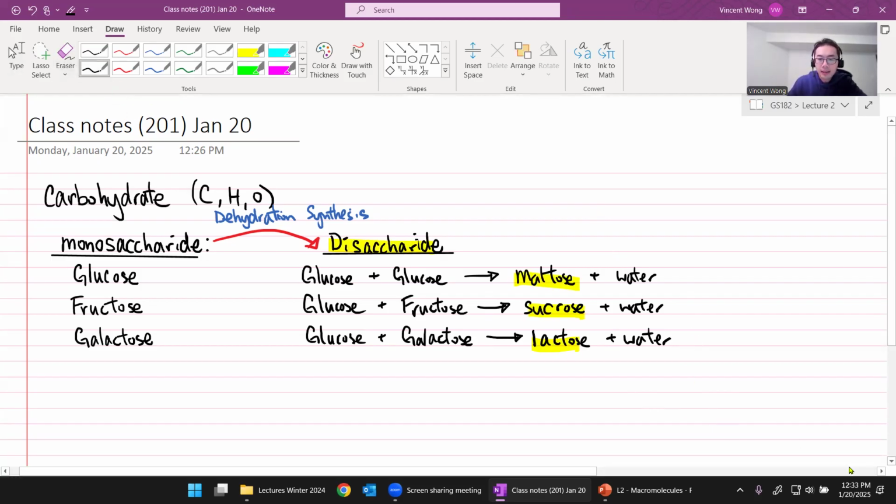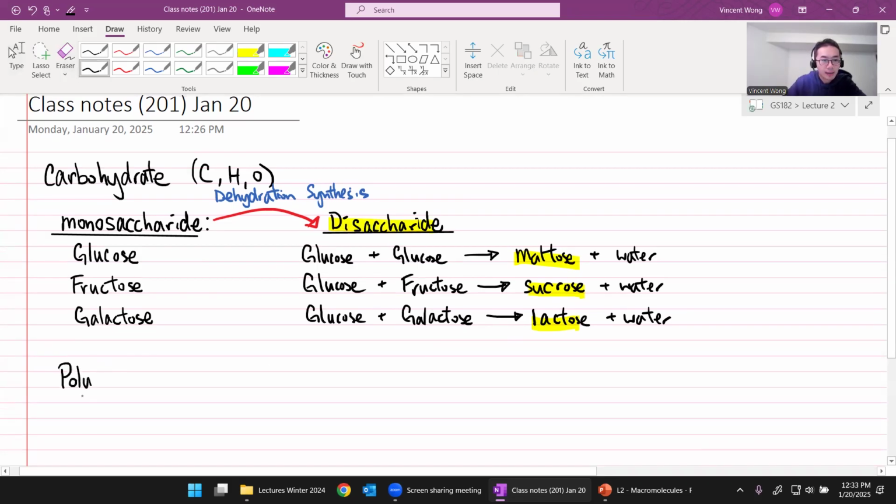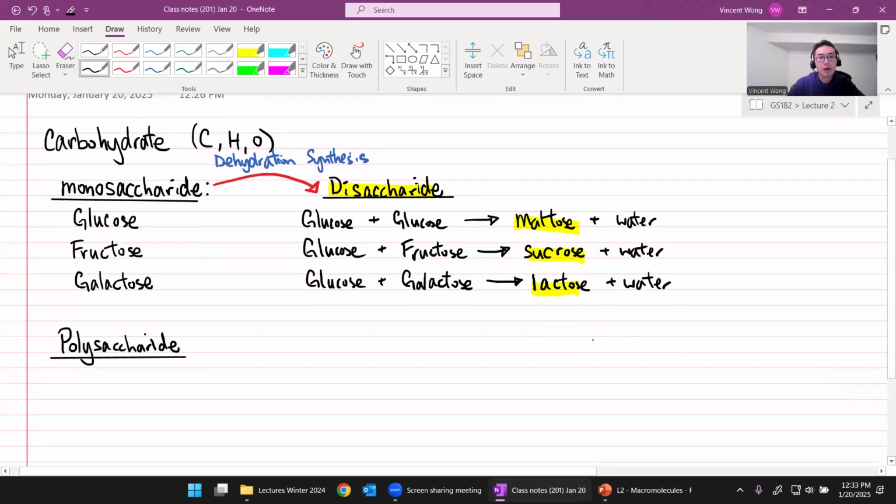Okay, and then we also talked about polysaccharides. Polysaccharides are basically long chains of monomers connected together to form the carbohydrates. And the examples I gave you are all polymers of glucose. It's just a bunch of glucose connected together, but they are different in how they are connected. So we have things like cellulose. Cellulose would be structural support in plants. It forms the cell wall and the fibers.